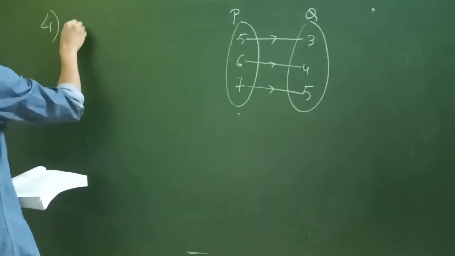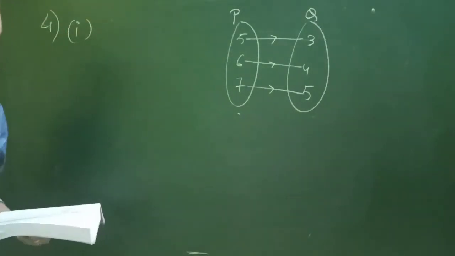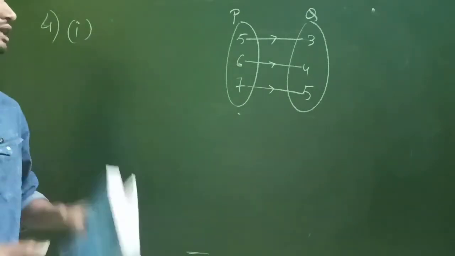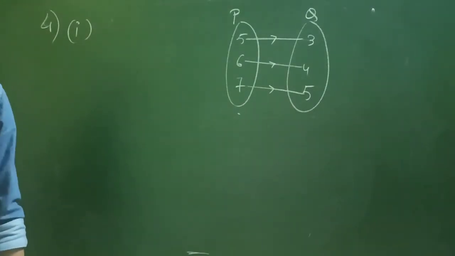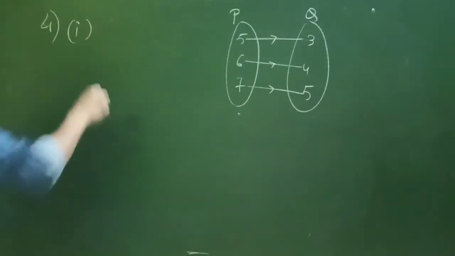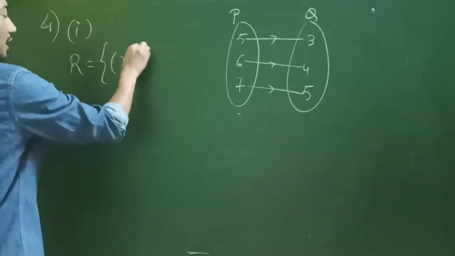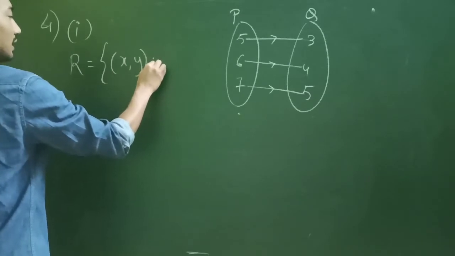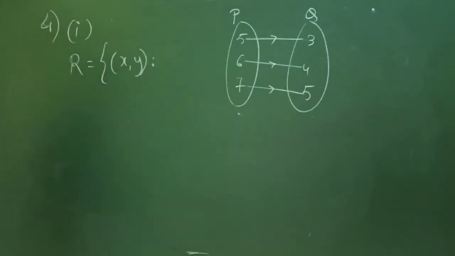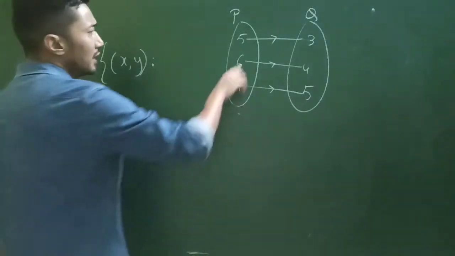Number 1, set builder form. How shall we write this? It's kind of simple. We have to write R in terms of the ordered pair x, y, defining how x and y are related. The idea is 5 minus 2 is 3.